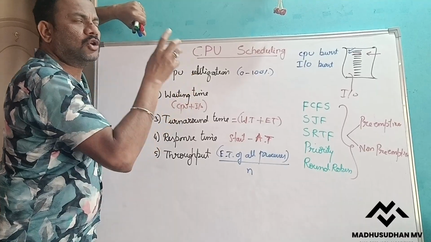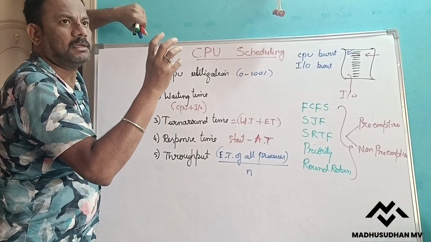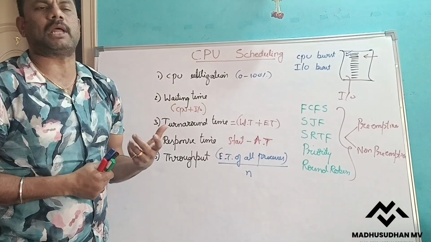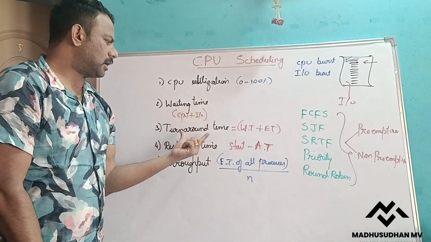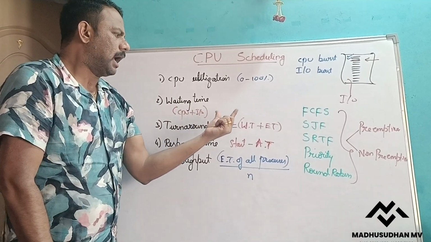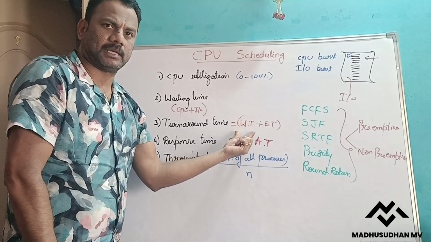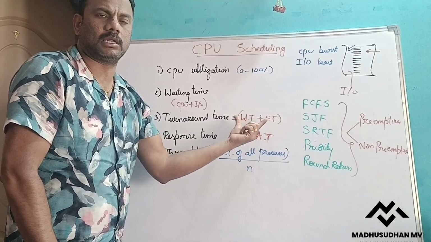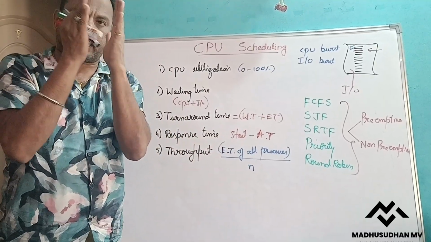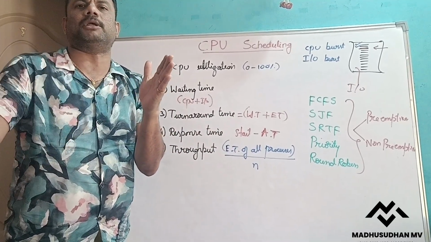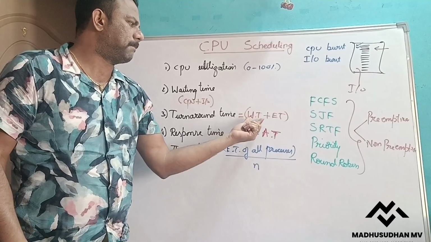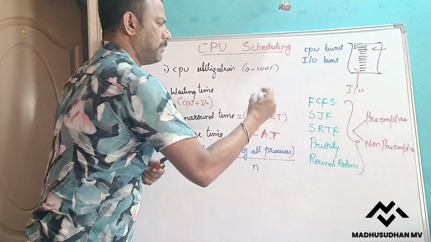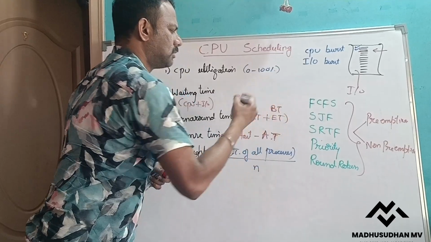Waiting time means how much time a process waits in the ready queue to get the CPU time. Turnaround time is calculated by adding the total waiting time of the process plus the total execution time. That means from the time it arrives in the ready queue till its completion, that is the wait time plus execution time. This execution time is also called CPU burst time.